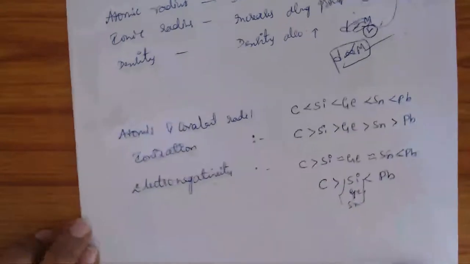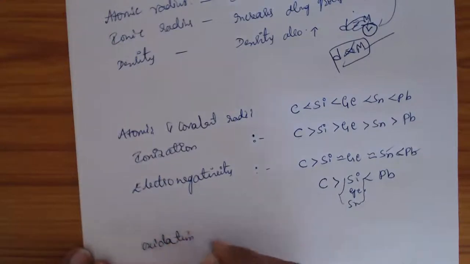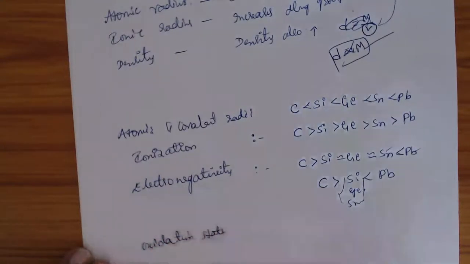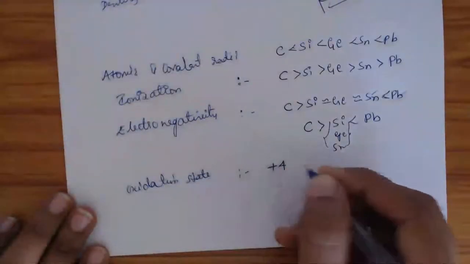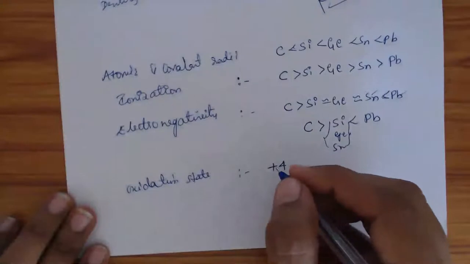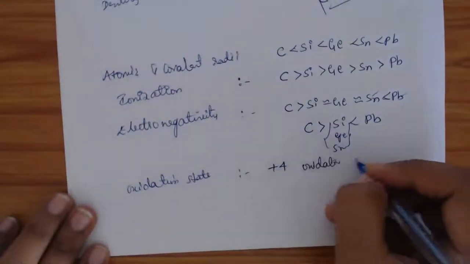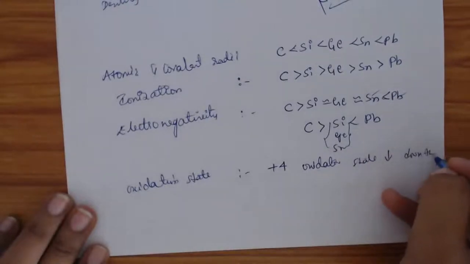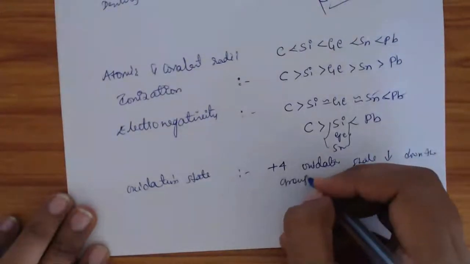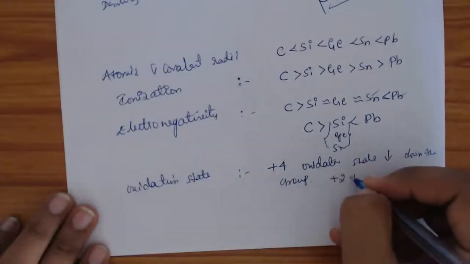Okay, next one is oxidation state. So, students, the oxidation state of these elements is plus 4. The plus 4 oxidation state decreases down the group, while that of plus 2 increases.